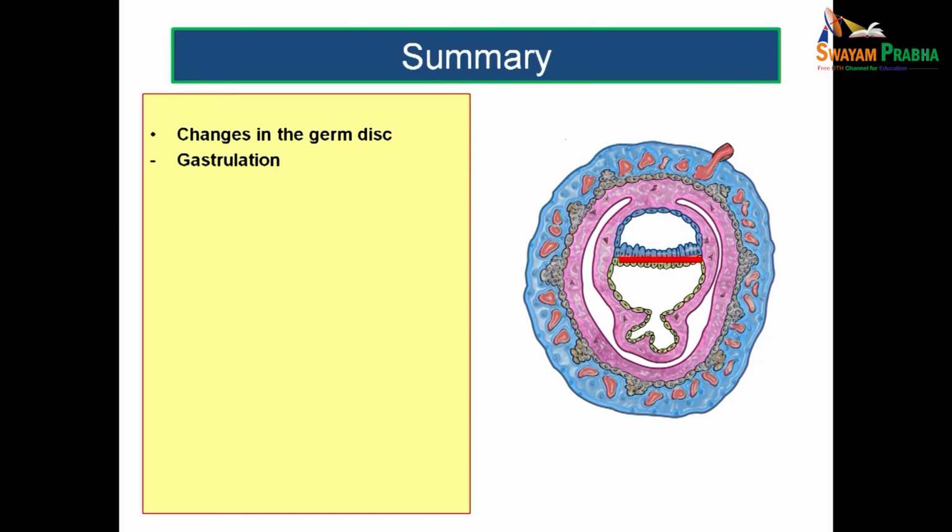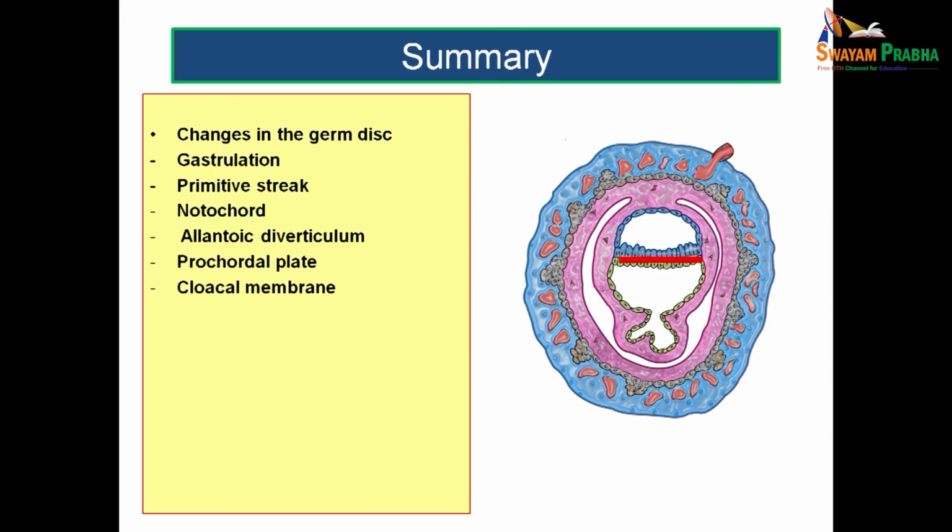So, to summarize, in this session we discussed the changes happening in the germ disc as well as the changes happening in the trophoblast. The changes in the germ disc we discussed under the following headings. What do you mean by gastrulation? How is a primitive streak formed? How do the cells coming from the primitive streak result in the formation of the intraembryonic mesoderm and the notochord? How is the allantoic diverticulum formed? What is the fate of the allantoic diverticulum? What do you mean by precaudal plate? What do you mean by cloacal membrane? And what do you mean by pericardial bar? All these are the changes you expect in the germ disc during the third week of intrauterine period.